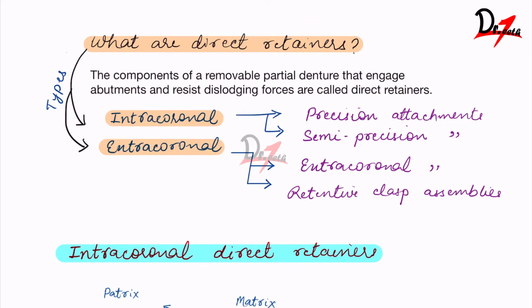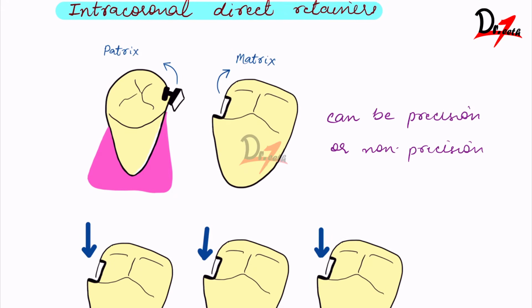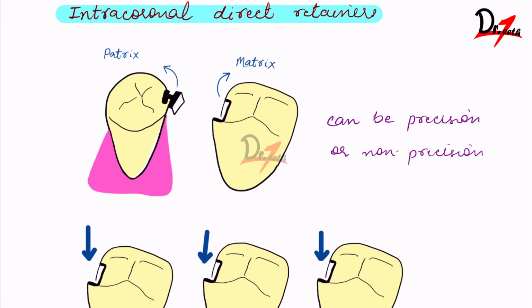Now the extracoronal direct retainers are also of two types. We have extracoronal attachments and retentive clasp assemblies. So let's begin with the intracoronal direct retainer. Okay. Now the intracoronal direct retainer was introduced by Herman E.S. I leave this pronunciation to you, in 1906, if that is important.